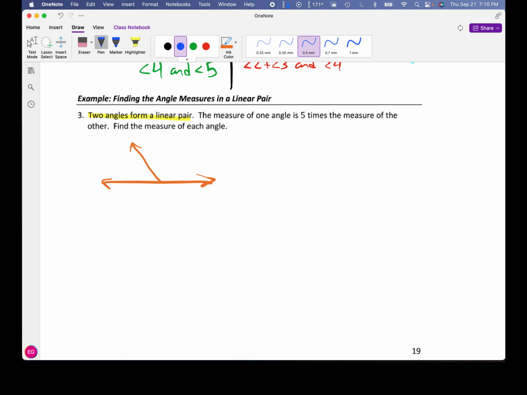So we read this next part. It says the measure of one angle is 5 times the measure of the other. So I'm going to let one of the angles just be x, and then the other one is going to be 5 times that. So I'm going to let that be 5x. Okay, so one angle is x, the other one is 5 times as much, 5x. And what I know about these, since they are a linear pair, that means that they are going to add up to 180 degrees because they form a straight angle. So doing that, I can get 6x equals 180, and then x equals 30 degrees.